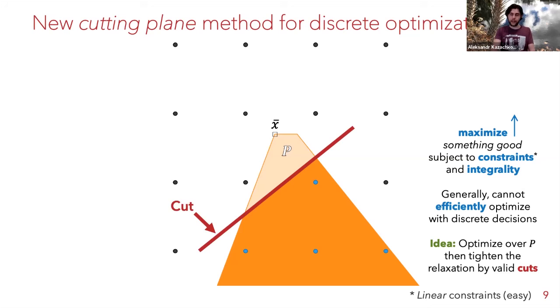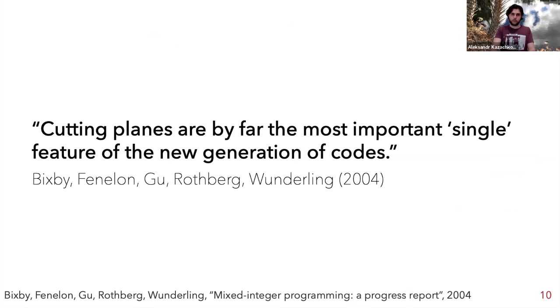What we can do then is refine our polyhedron with another easy constraint, which cuts away X bar. This cut, this valid inequality, then gives you a new feasible region, and you can repeat the process. And that's the general idea. And this basic technique is fundamental in integer programming.